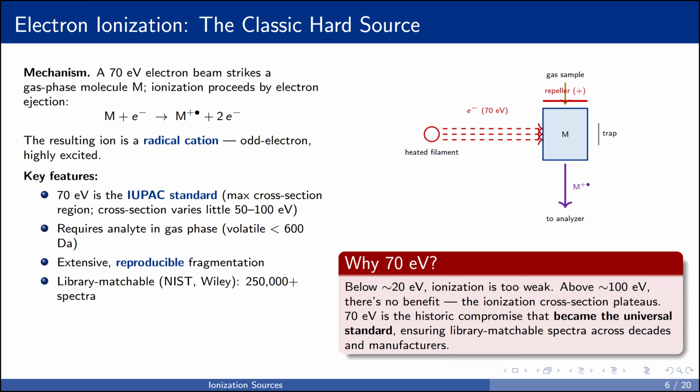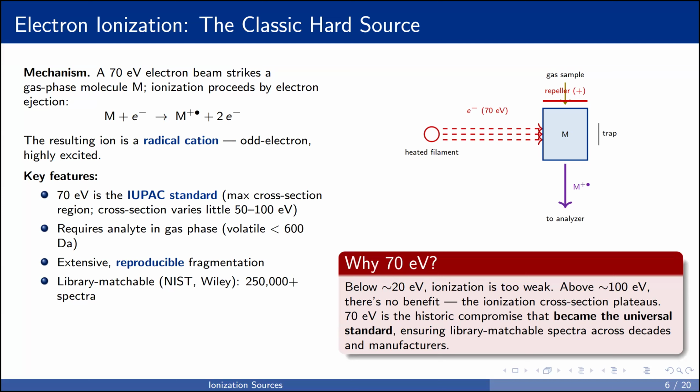The 70 electron volts number is worth explaining. In the very early days of EI, people noticed that ionization cross sections, the probability that an electron of a given energy will ionize a molecule, rose from threshold, peaked somewhere between 50 and 100 electron volts, and then declined. 70 was picked because it sat near the peak, because the cross section is relatively flat in that region, so small variations in electron energy don't change the spectrum much, and because, frankly, the first commercial instruments used 70 volts, and everyone matched them.